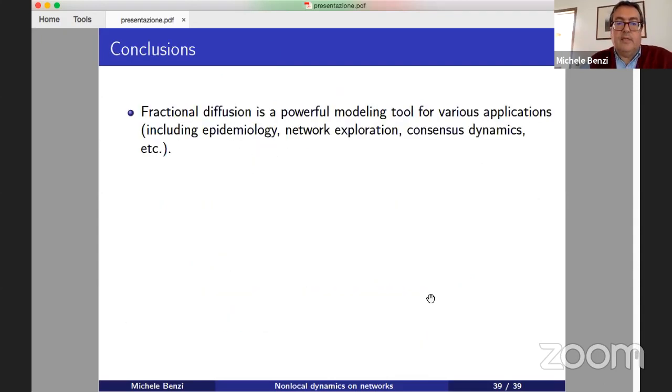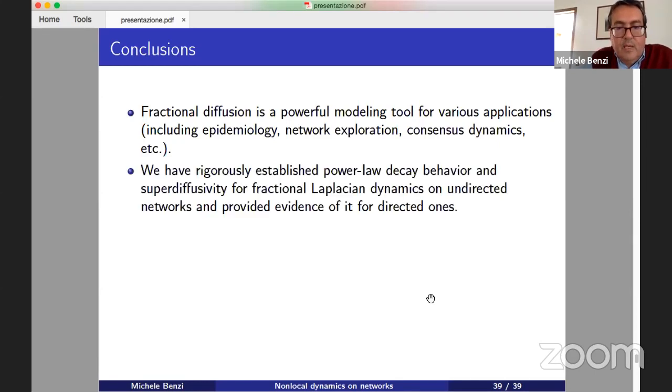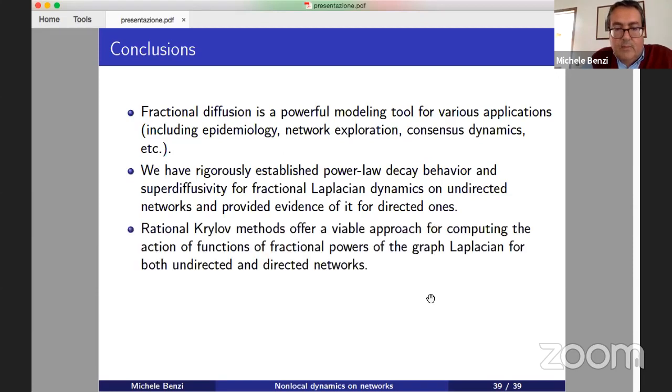Let me conclude. So fractional diffusion is a powerful modeling tool for applications ranging from epidemiology to network exploration. In the paper, we discussed consensus dynamics. I didn't have time to talk about it here. We have established power law decay behavior and superdiffusivity for the fractional Laplacian dynamics on undirected graphs, and provided some evidence for it on directed ones. We discussed rational Krylov methods for computing these quantities.